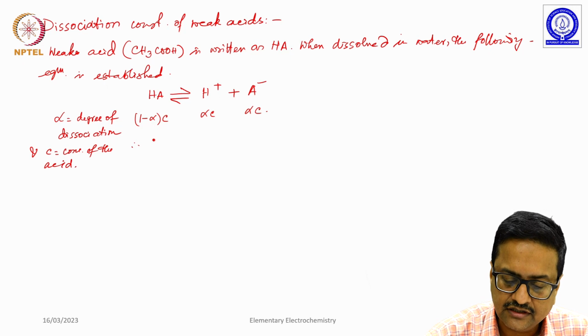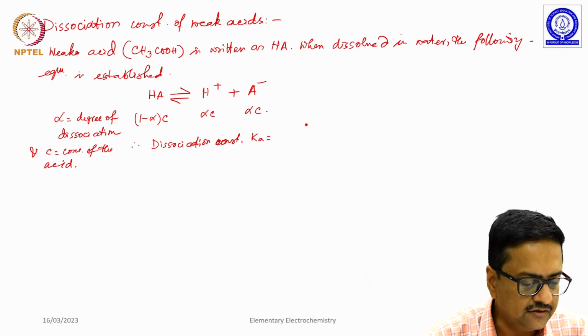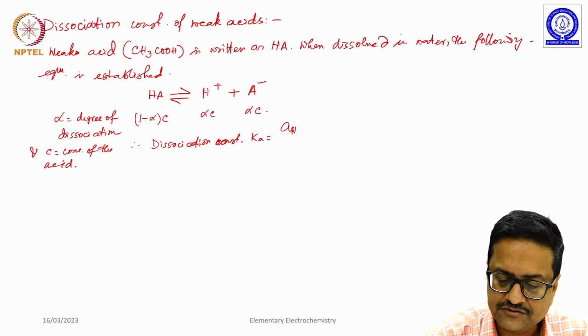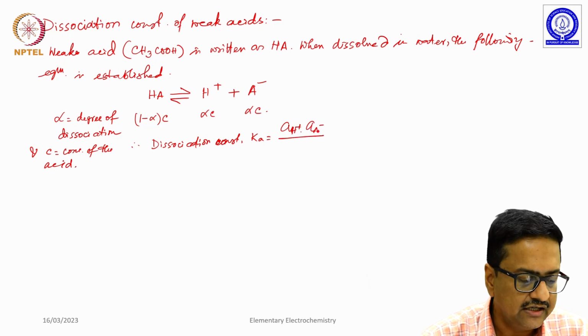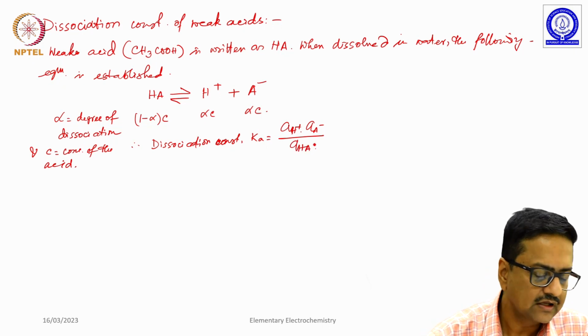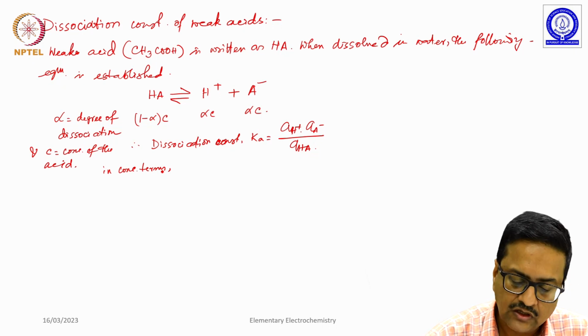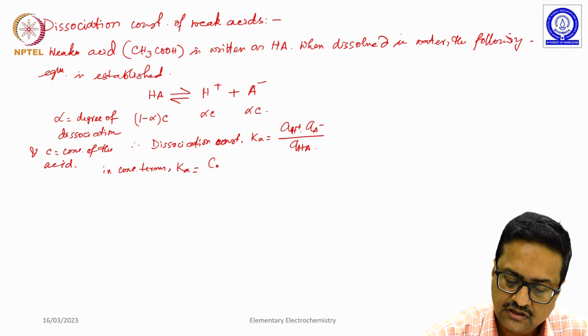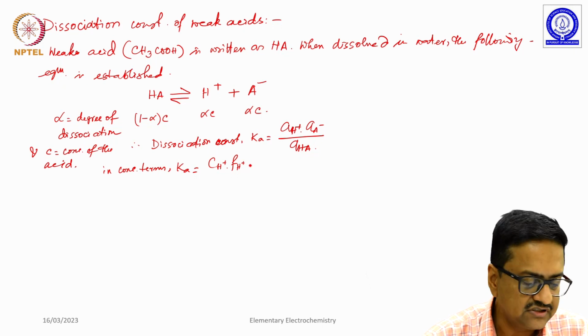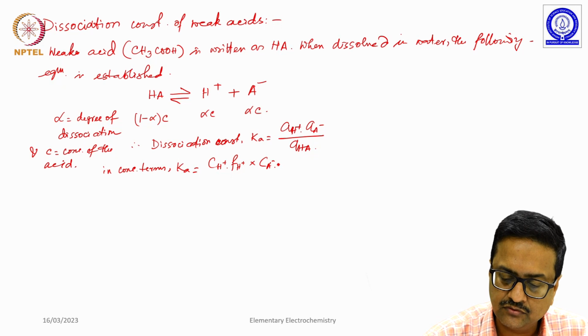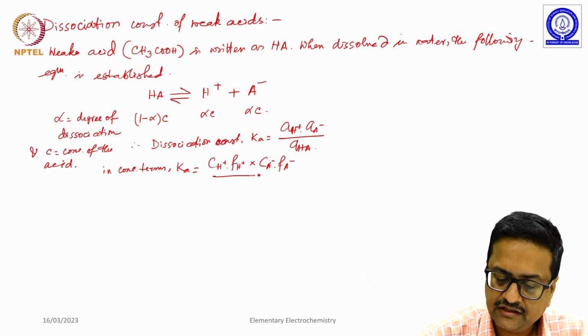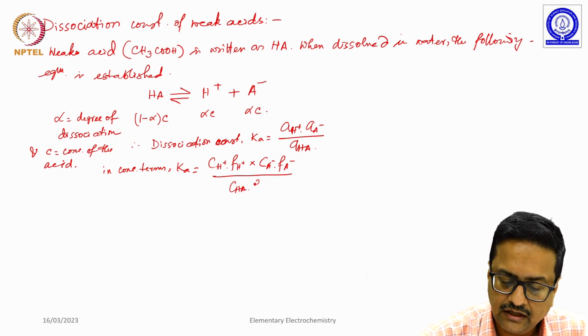So, one can easily write the value of dissociation constant Ka as activity of H plus into activity of A minus divided by activity of HA. So, in concentration terms, one can write Ka equal to CH plus into FH plus, that is the activity coefficient, multiplied by CA minus into FA minus, divided by CHA into FHA.